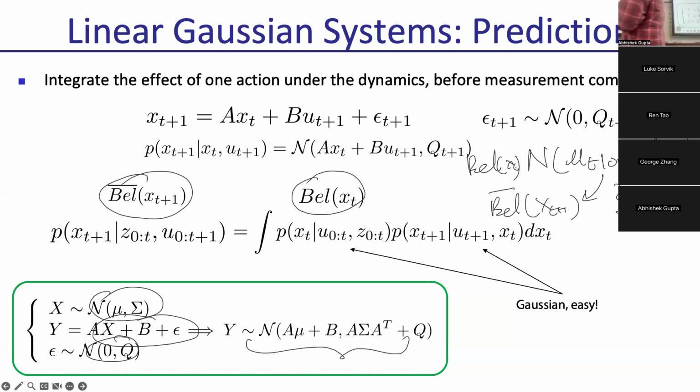We're just trying to pattern match. If x is Gaussian and y is a linear function of x, then we know how to get to y. We've defined xt plus 1 as a linear function of xt and some other stuff, and we've said the distribution of xt was belief of xt. How do we get to belief bar of xt plus 1?